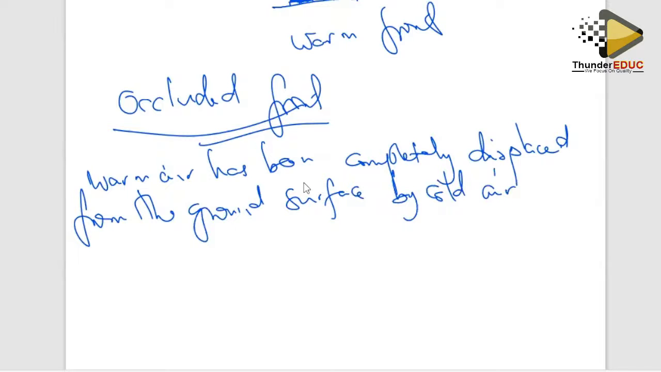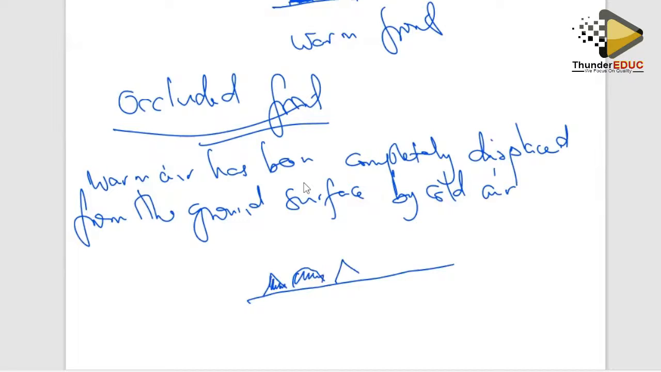That situation is what we refer to as an occluded situation or an occluded front, where warm air has been displaced completely from the ground surface and is now only occupying the upper atmosphere, while the whole ground surface is now filled with cold air. So geographically, when we are indicating an occlusion, it's indicated as a combination of both the warm front indication and the cold front indication, like the triangle for a cold front and a semicircle for the warm front.